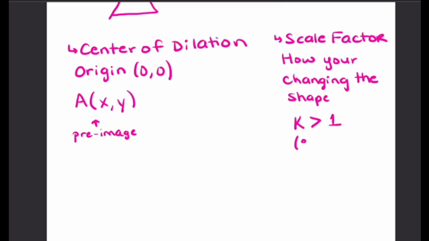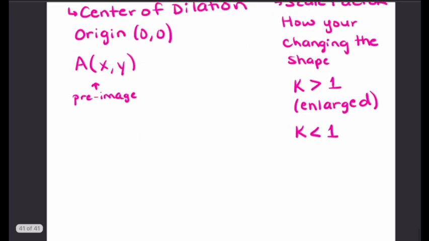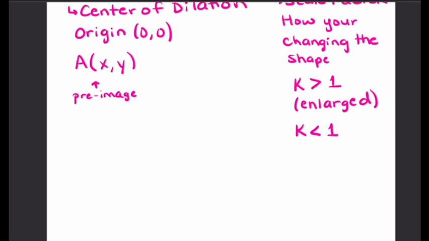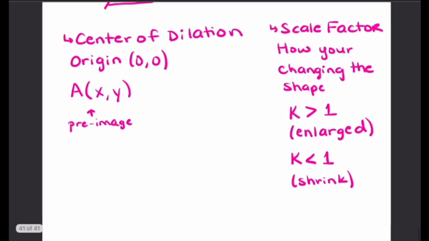If your scale factor is bigger than 1, like 2, 3, 4, 5, or 1.5, any number bigger than 1, then your figure is going to be enlarged, or get bigger. And if your scale factor is less than 1, so 1/2, 1/3, 1/8, then your figure is going to shrink. It makes sense because if you have a scale factor like 2 or 3, you're trying to make your figure 3 times bigger. Whereas when it's less than 1, it's a fraction or a decimal, not even a whole number, which means it's going to be smaller.